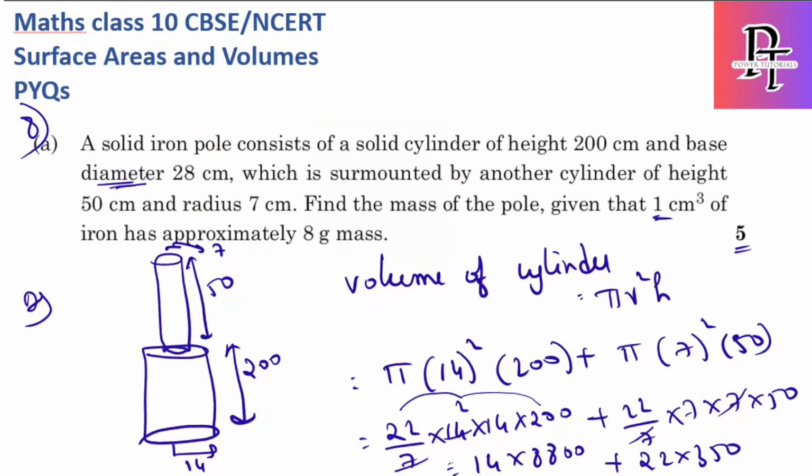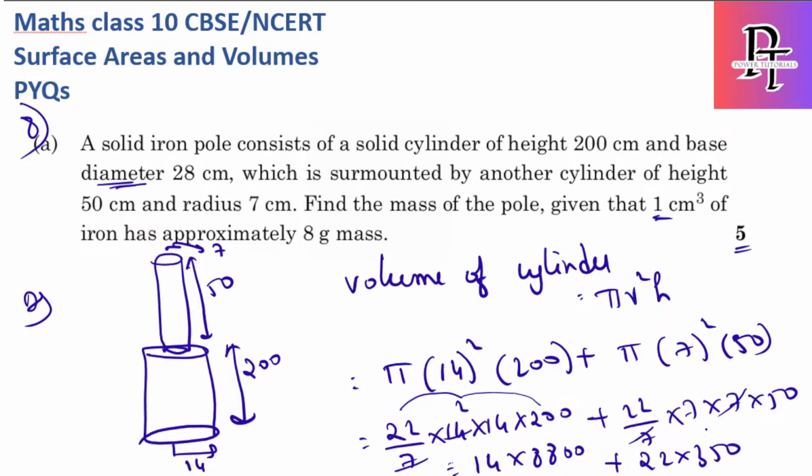So let's cross check, because there can be cases where even a small minute mistake can go wrong. So just cross check once. Height is 200 centimeters, diameter is 28, so radius 14 centimeters, and here this height is 50 and radius is 7. Okay, so pi r square h is the volume formula. So pi into 14 square into 200, pi into 7 square into 50. So 22 by 7 into 14 into 14 into 200, 22 by 7 into 7 into 7 into 50, correct. 7s cancel, 7 twos are 14, 22 twos are 44, 44 into 200 is 8800, correct.